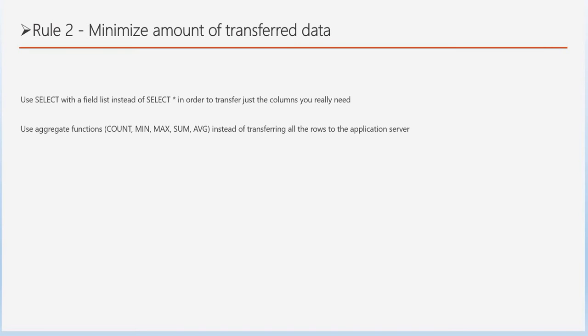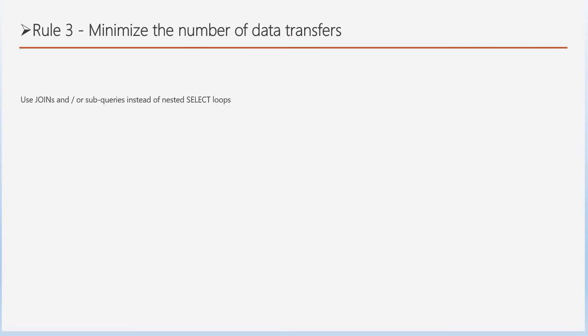Now coming to the third rule, minimize the number of data transfers. Here you need to use joins or subqueries instead of select loops. We have seen that many developers write multiple select loops in order to read some data. But actually you have the possibility to do joins. If you can do joins or read with a subquery, you should go with these instead of writing nested loops.